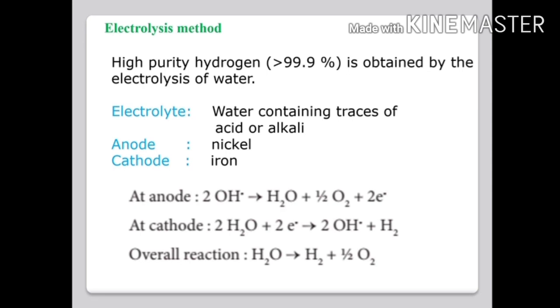Here, water containing a trace of acid or alkali acts as an electrolyte, because pure water does not conduct electricity. So we mix a small quantity of acid or alkali with the water, which acts as an electrolyte. Nickel acts as the anode and an iron rod acts as the cathode. In this electrolysis process, hydrogen is liberated at the cathode and oxygen is liberated at the anode. Overall reaction: H2O gives H2 plus O2.